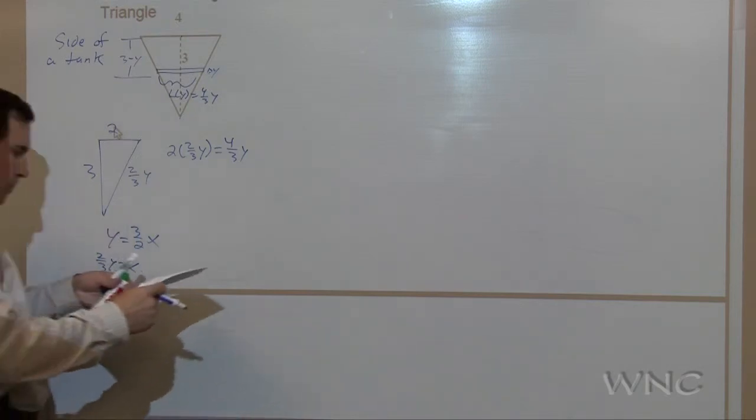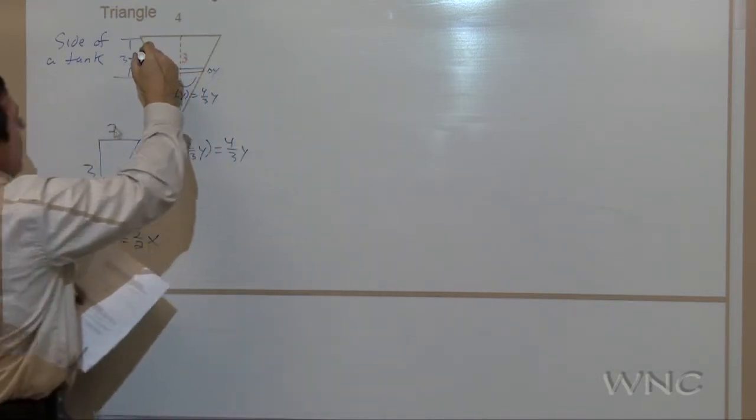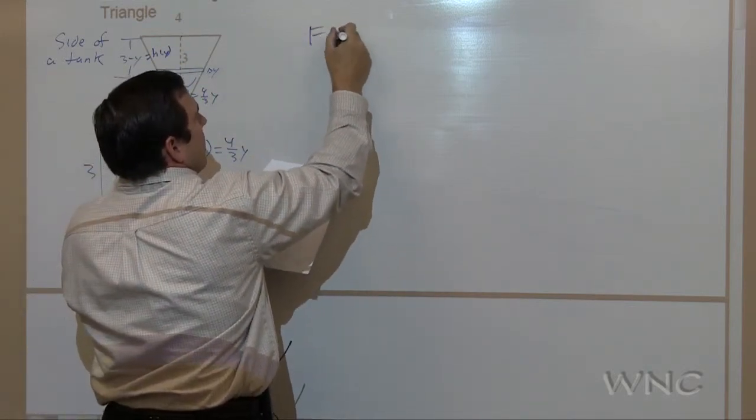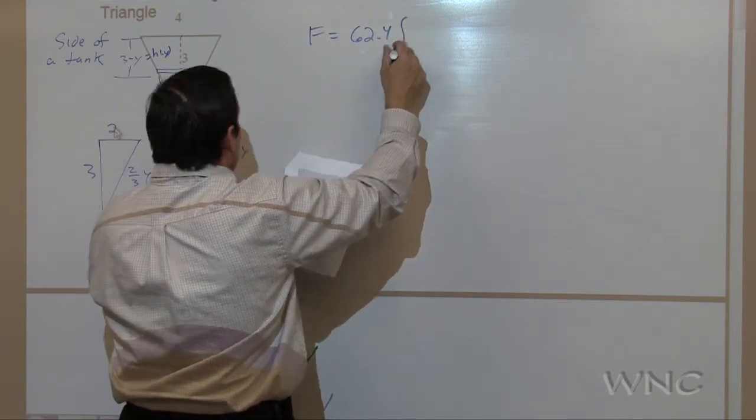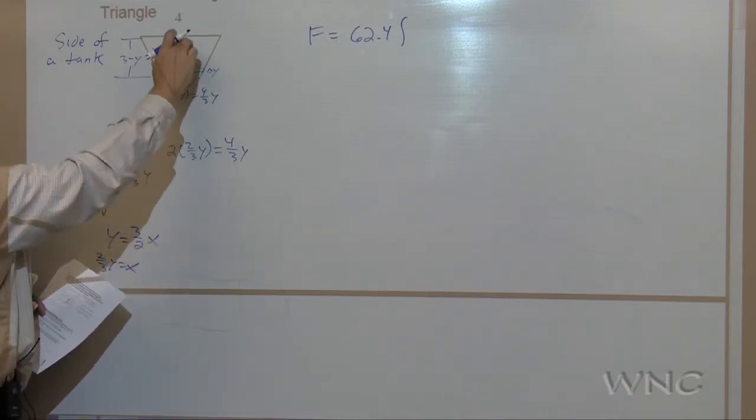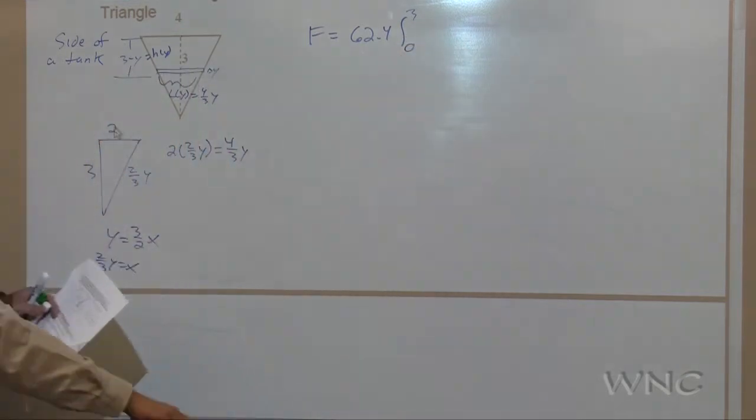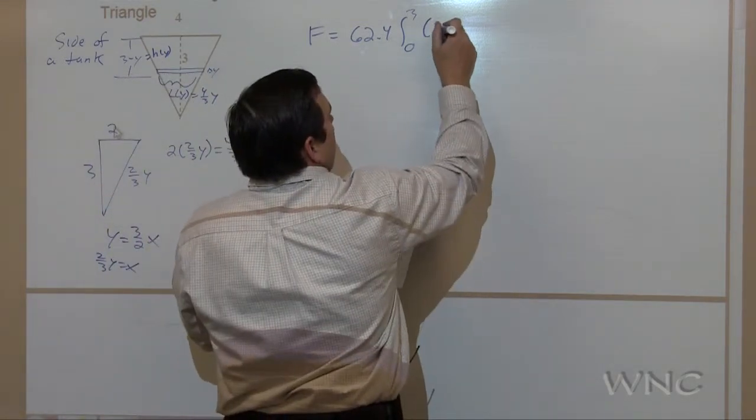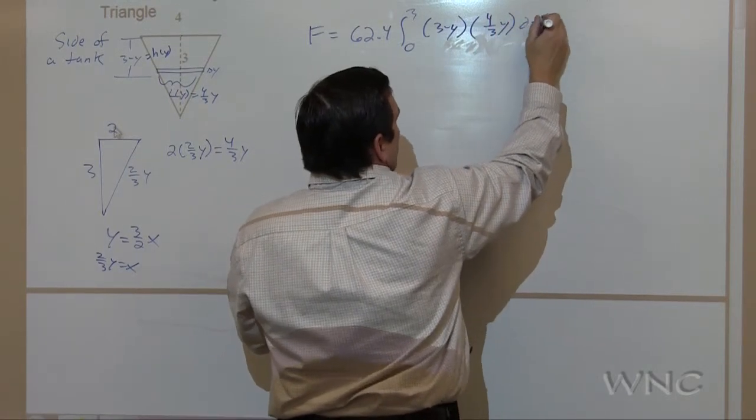Okay. So we have L of y, we have h of y. We could put this together. Force is going to be 62.4 times the integral. And this is the one that's above the surface of the ground, supposedly. We're going to define it to be above, so we're going to go from 0 to 3 on this, versus being below the surface, where you go from the value up to 0. We have 3 minus y times 4/3 y dy.